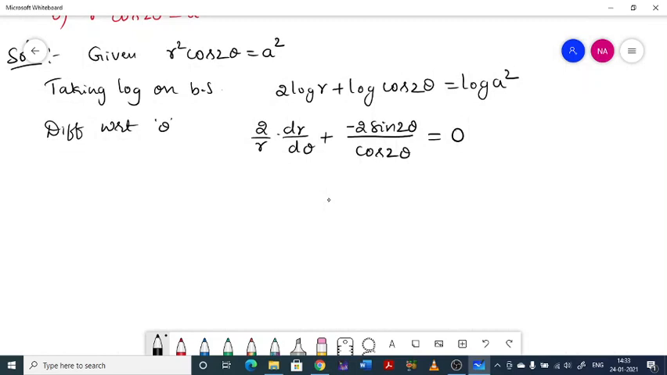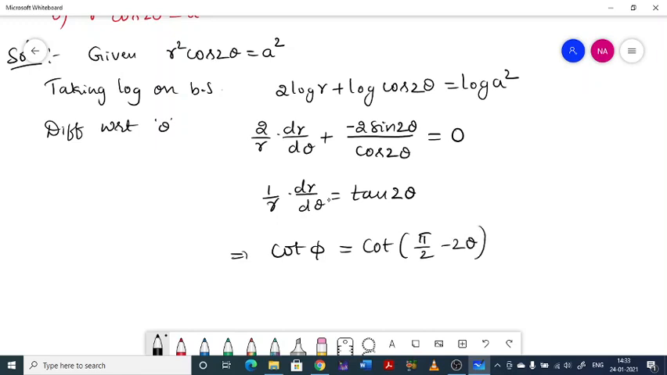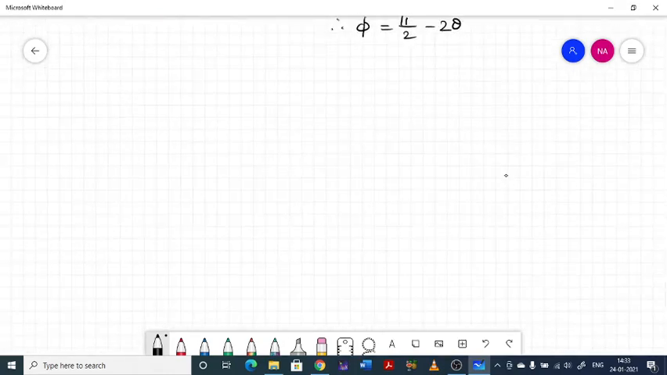Okay, then you can cancel 2 on both sides and you'll get 1 by r into dr by d theta equal to, on taking this term to the right hand side, that negative will get cancelled, tan 2 theta. So that is cot phi equal to tan 2 theta, you can write as cot of pi by 2 minus 2 theta. So phi equal to pi by 2 minus 2 theta. So that is about problem B.